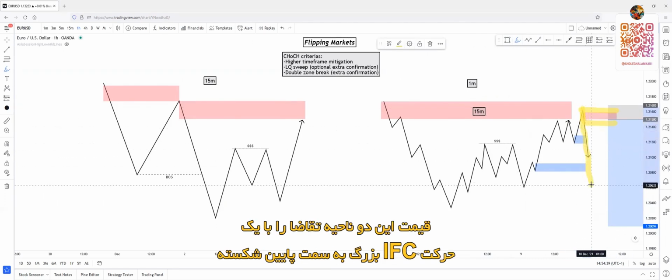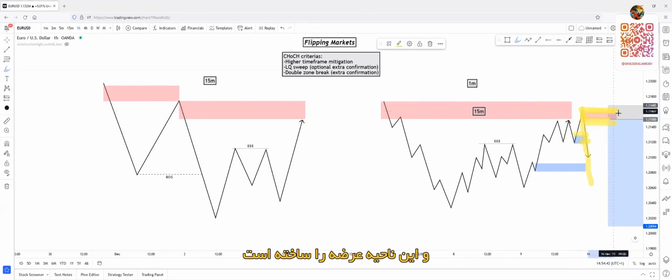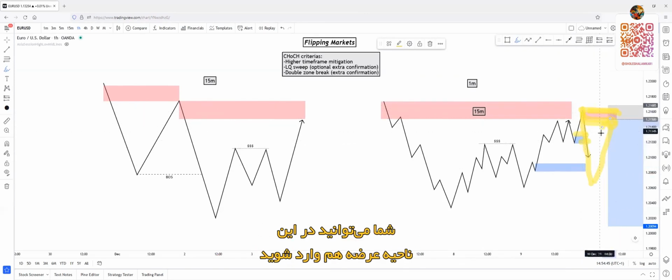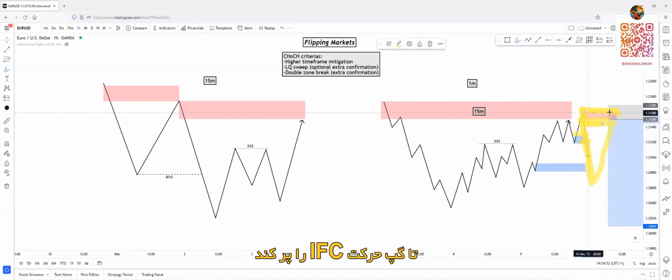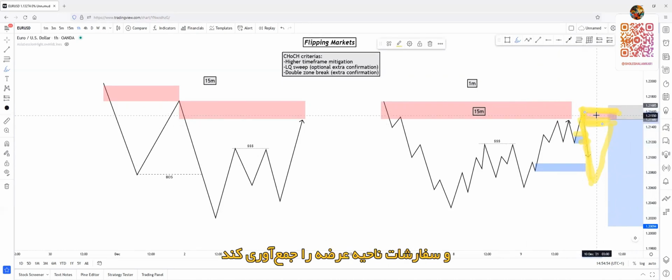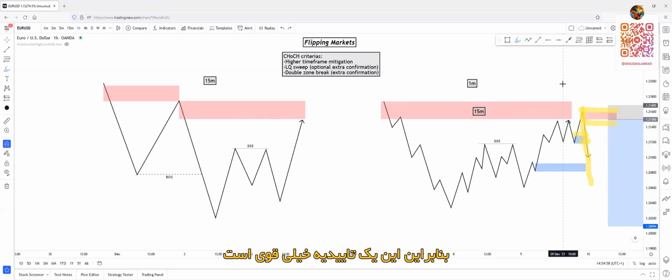It broke through these 2 demand zones with an inefficient huge push to the downside, and it created this supply zone. You can also enter on this supply zone because price will have a great chance to come back up to this supply zone and fill up the inefficiency, fill up the orders, collect the orders, tap the order block and the supply zone. So yeah, this is a really strong confirmation.